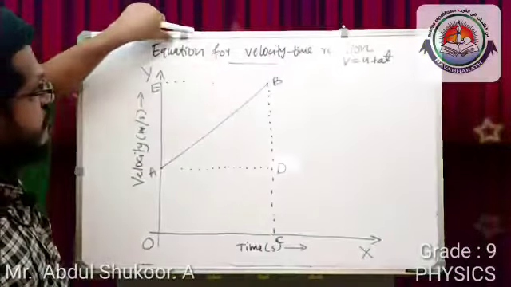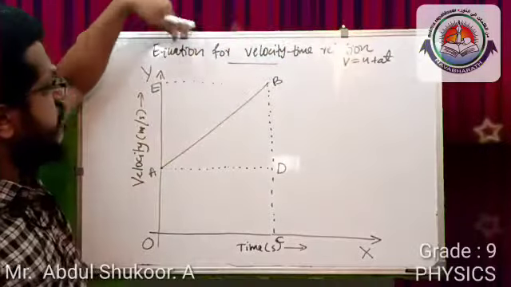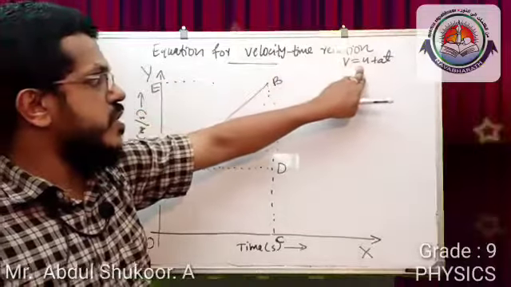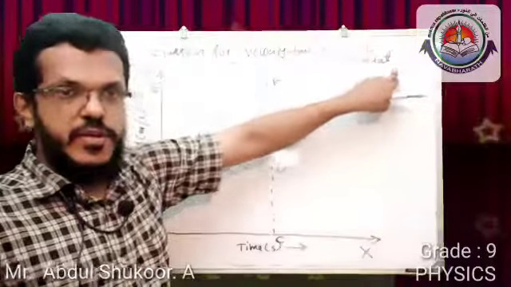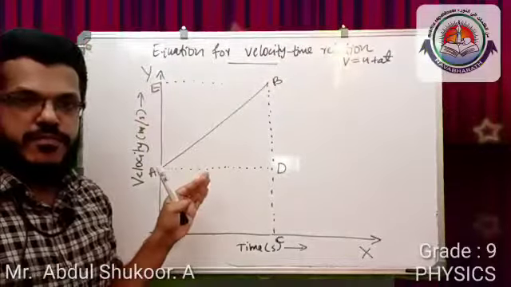That is the equation for velocity time relation. We are going to derive the equation for velocity time relation, that is v is equal to u plus at. We are going to derive this equation from this graph.